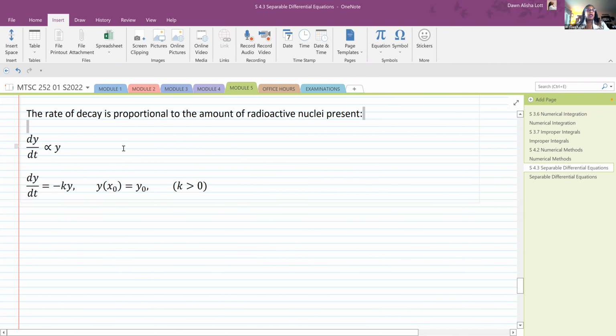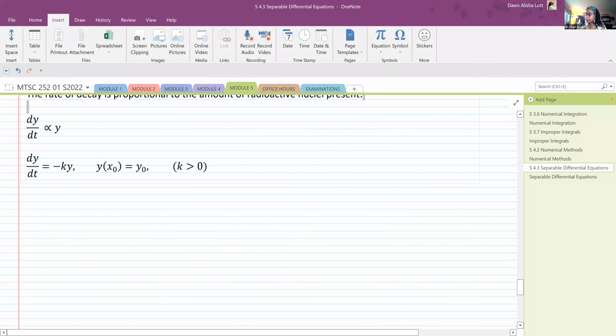If it's proportional, that means it's equal to a constant times that thing. And since it's decaying, we want the rate of change to be negative so that the function will decrease. Calculus 1: when the rate of change of a function is negative, it's a decreasing function. So that means y will be a decreasing function. Here we're assuming k is positive. So this is radioactive decay. Now we can solve this. All right, so how do we solve this?